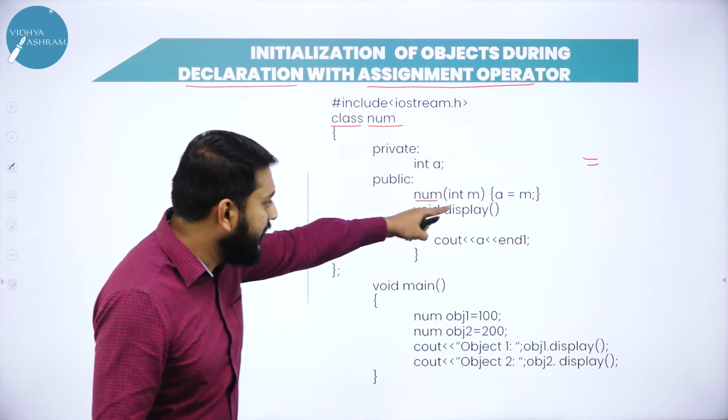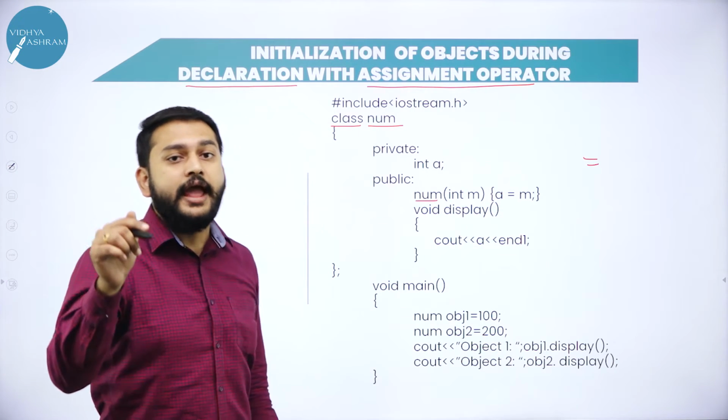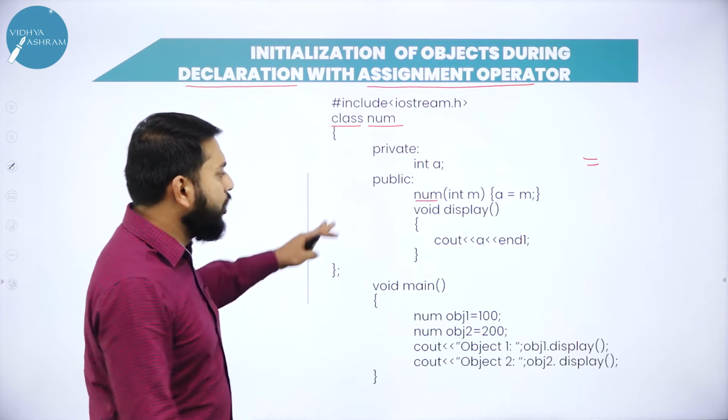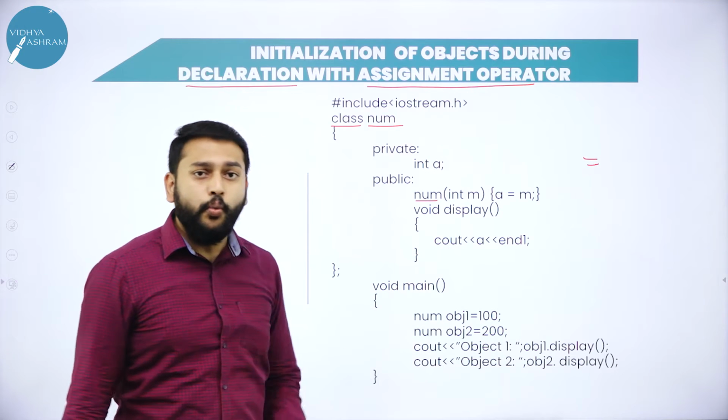So what is it that I'm trying to do? I'm initializing the value of a. So a is equal to m. Fine, I don't have any doubt till here, and I'm using a void display.